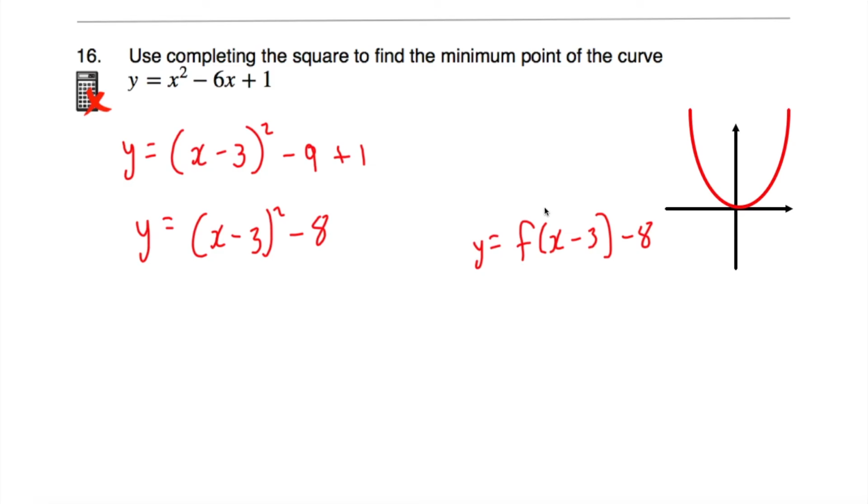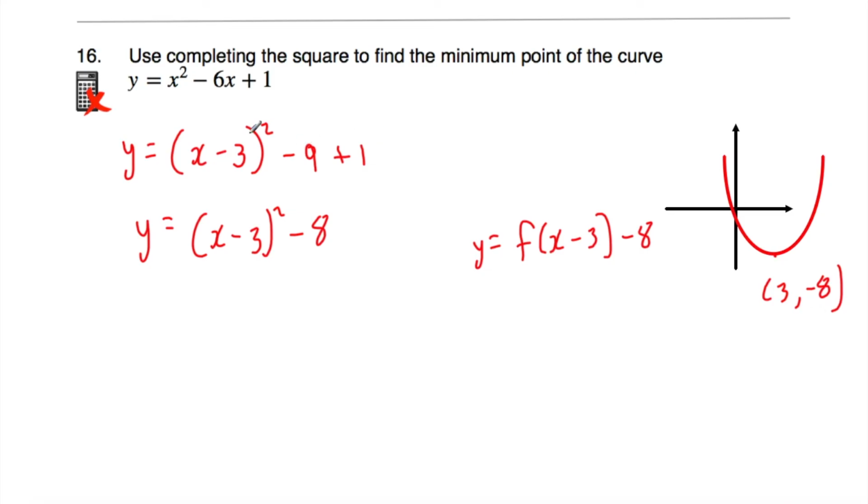So by considering transformations of graphs, this would translate the graph 3 squares to the right, and then 8 squares down. So that means this quadratic graph would have a minimum point here of (3, minus 8). So the coordinates of the minimum point of this quadratic curve would be (3, negative 8).